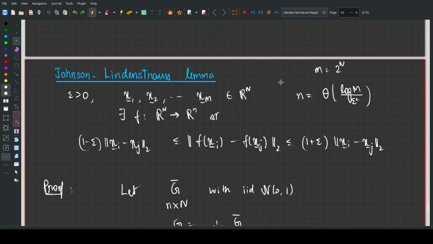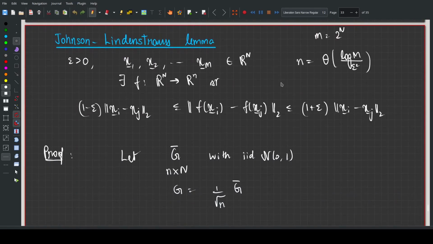And the claim was that it's indeed possible to do so. In fact, it's possible to do so using a linear map, and you can bring the dimensionality down from capital N to just order log m divided by epsilon square. So if m is really large, but not too large, and the approximation in the pairwise distances that you want is not too small, you can bring it down to a much smaller dimension, and in fact independent of the dimensionality of the original space. Question?